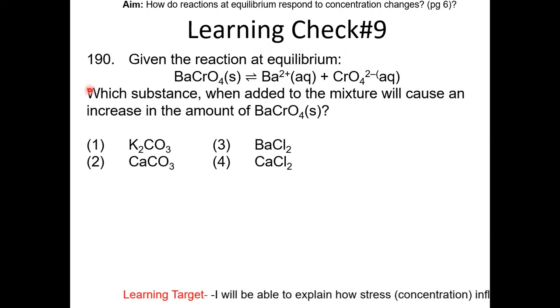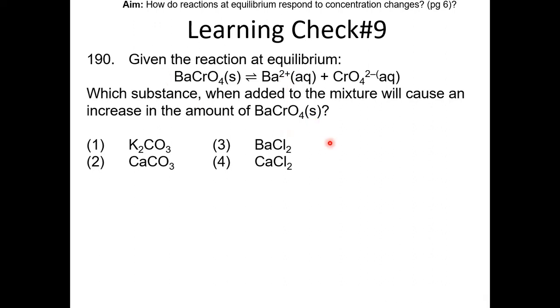Learning check number 9. Which substance, when added to the mixture, will cause an increase in the amount of barium chromate solid? Pause the video and resume once completed. We want the equilibrium to shift left, so we need a common ion, a barium ion or chromate ion. So the best answer is choice 3, barium chloride. The common ion in this case is barium ion.